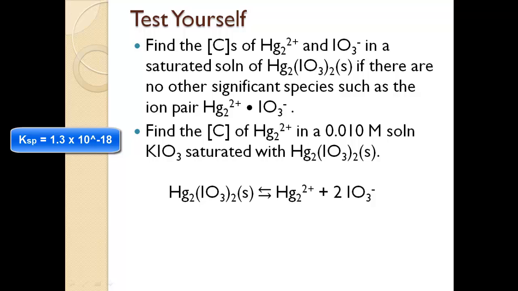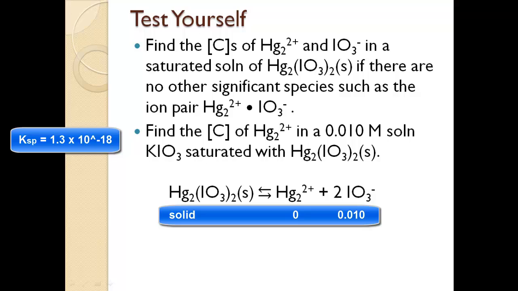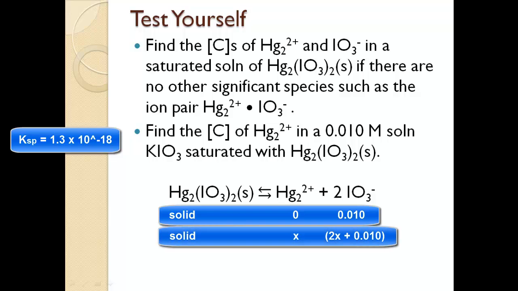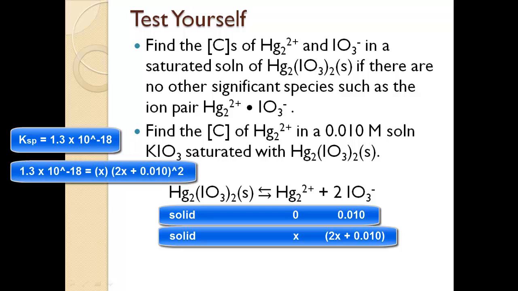So if we do our table, at the beginning, you're going to have solid for your solid, 0 for your Hg2 2+, and then you're going to have 0.010 for that iodate, because that iodate is initially in there because you've added it to the solution before anything has happened. The final concentration is, of course, solid, still a solid. The Hg2 2+ becomes x, and your iodate is now 2x plus 0.01. If we write our equilibrium equation, you would write your Ksp is equal to x times (2x plus 0.01) squared.